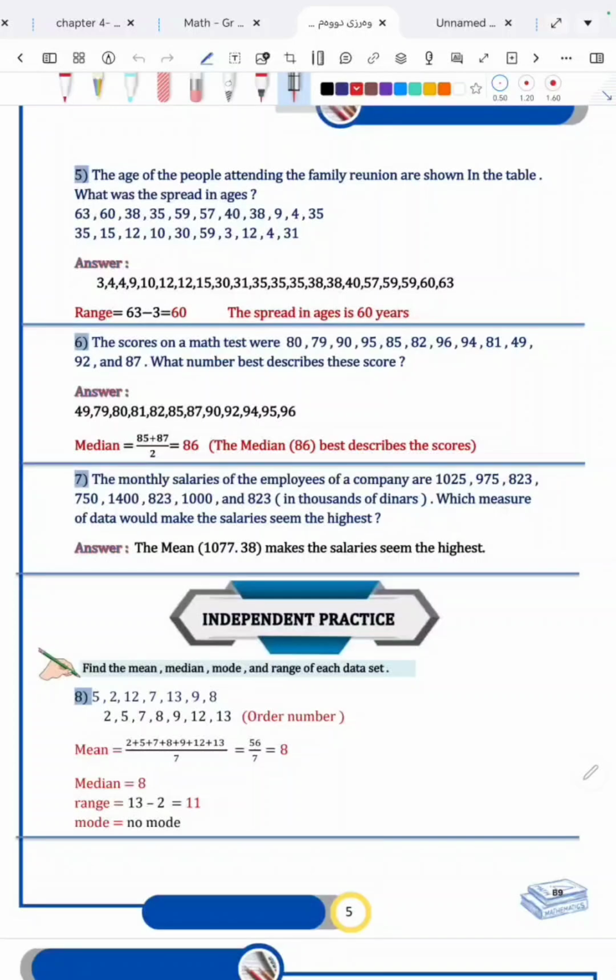The second one, question 6. The scores on a math test were 80, 79, 90, 95, 85, 82, 96, 94, 81, 49, 92, and 87. What number best describes the data? As I told you, if there is an outlier, the median is the best. If there is no outlier, the mean is the best. Here we have an outlier, so the median is the best. When you order them, you have 85 and 87 as the medians, so add them, then divide by 2, which equals 86.